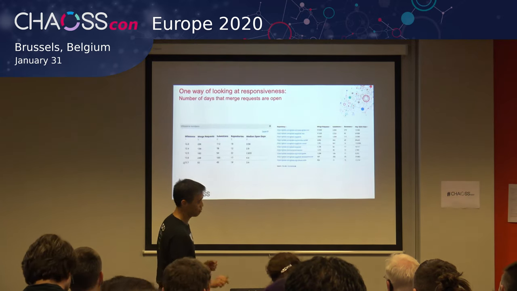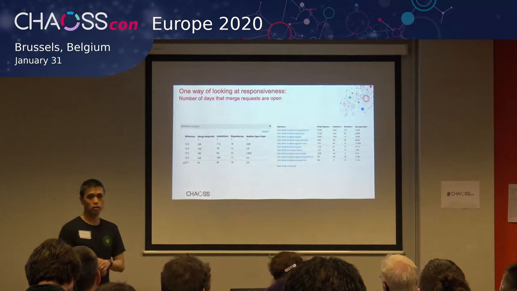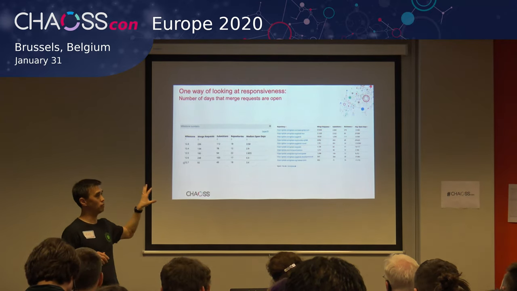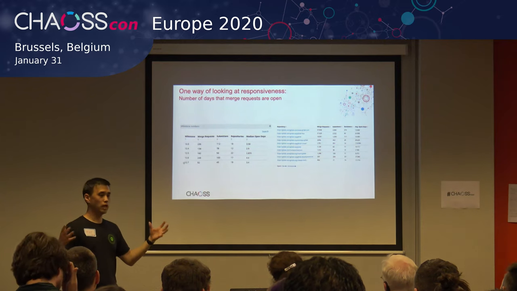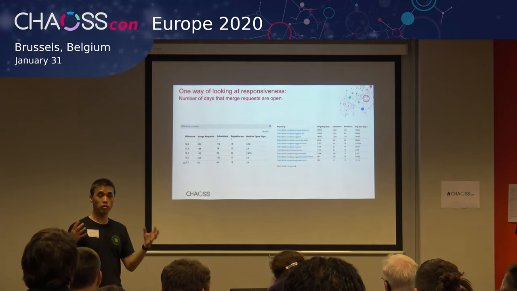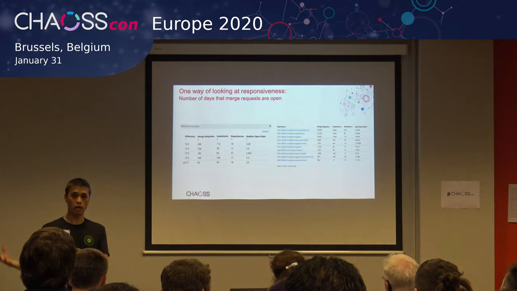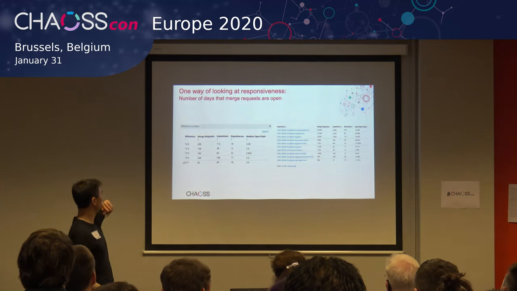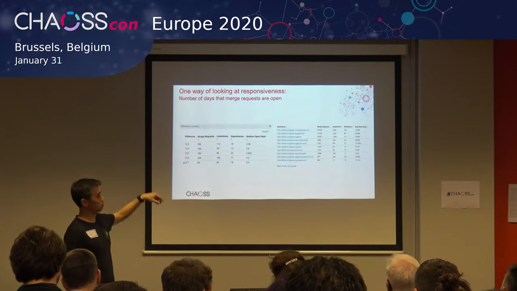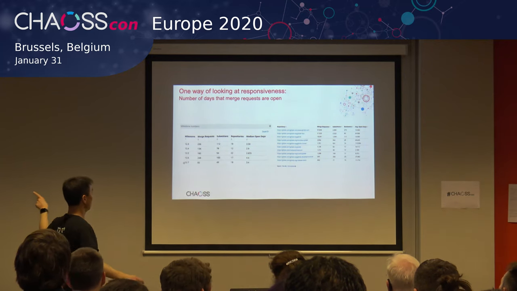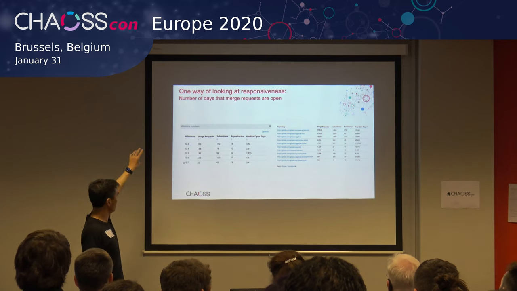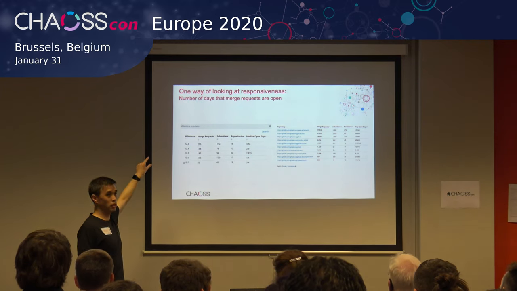If you've been using GrimoireLab for a number of years, you've probably seen a similar visualization. It basically gives you the median or average time it takes for a pull request or merge request to be merged into the actual product. I have a couple of views here for GitLab. The one on your left gives you the median open days per milestone, which is basically our releases.